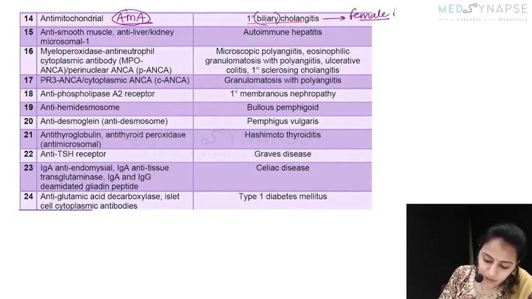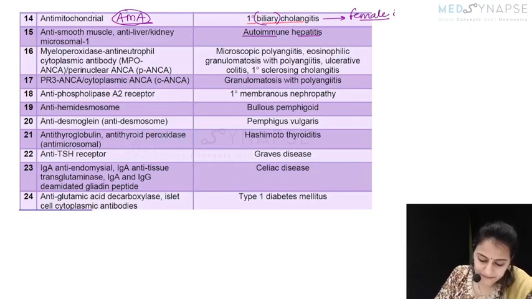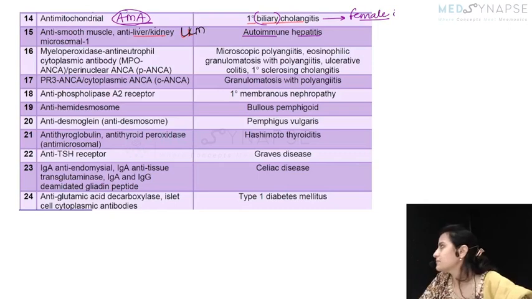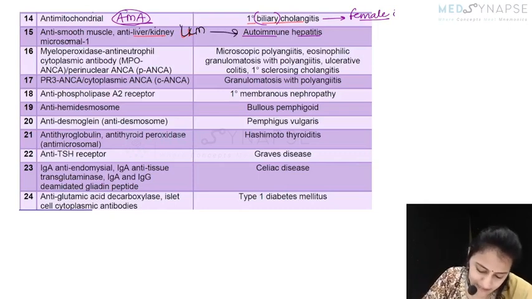If it is autoimmune hepatitis, you look for LKM antibody, that is liver kidney microsomal. LKM antibody, liver is affected, autoimmune hepatitis.